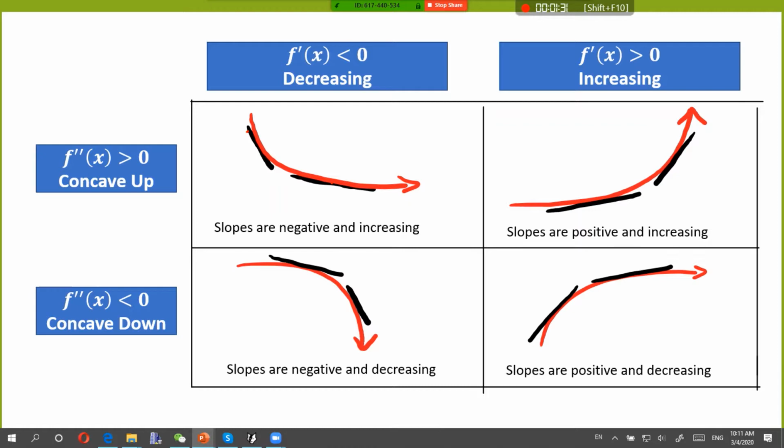Over here, my slopes are increasing as well, but this time they're both positive. So my slope here on the left is not as big as my slope here on the right. Concavity is telling us the slope of the slope. So if your change in slope is positive, then you are concave up. If your change in slope is negative, so my slopes are decreasing, then we are concave down. Any questions on slope and concavity? No. Okay.